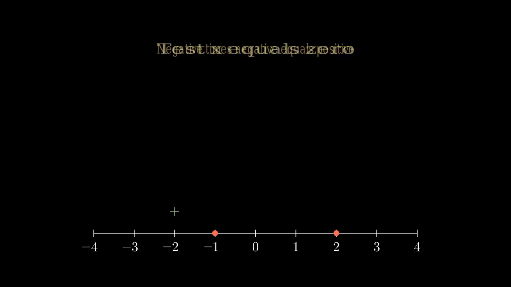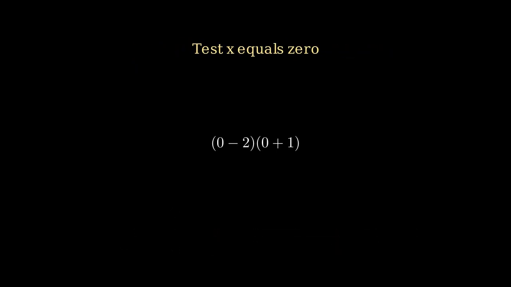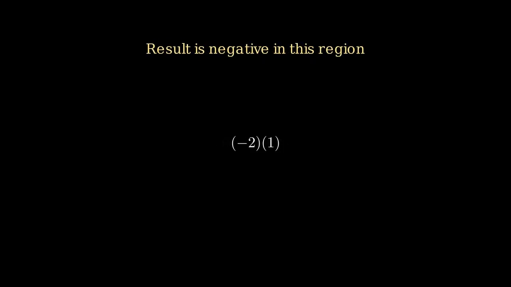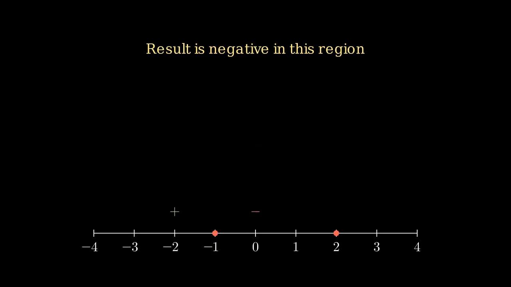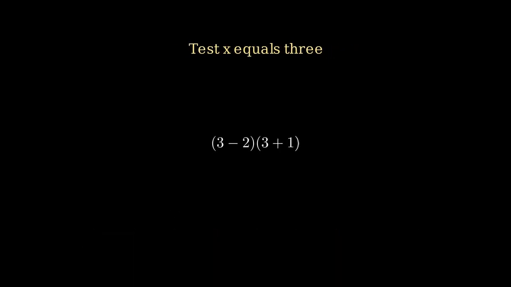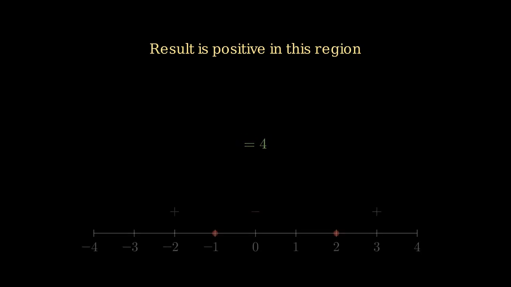In the second region, between -1 and 2, we pick a test value, x equals 0. Substituting, x minus 2 times x plus 1 equals -2 times +1, which equals -2, so this region is negative. In the third region, x greater than 2, we pick a test value, x equals 3. Substituting, x minus 2 times x plus 1 equals +1 times +4, which equals +4, so this region is positive.